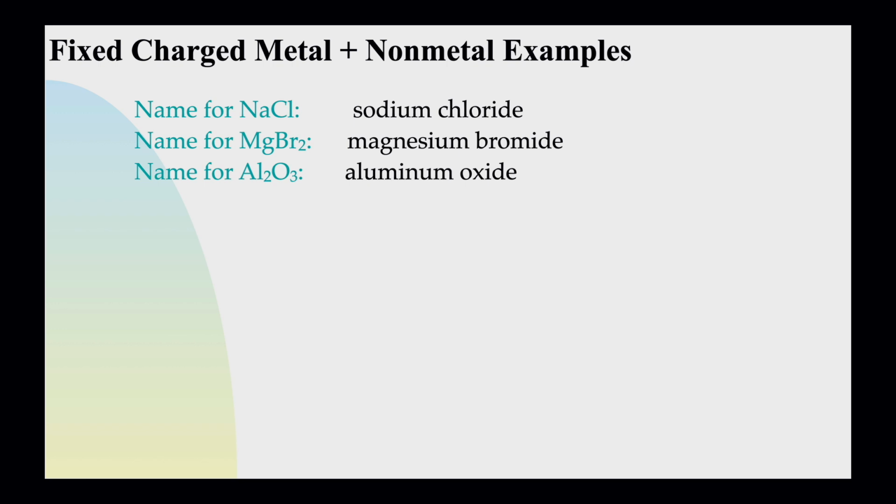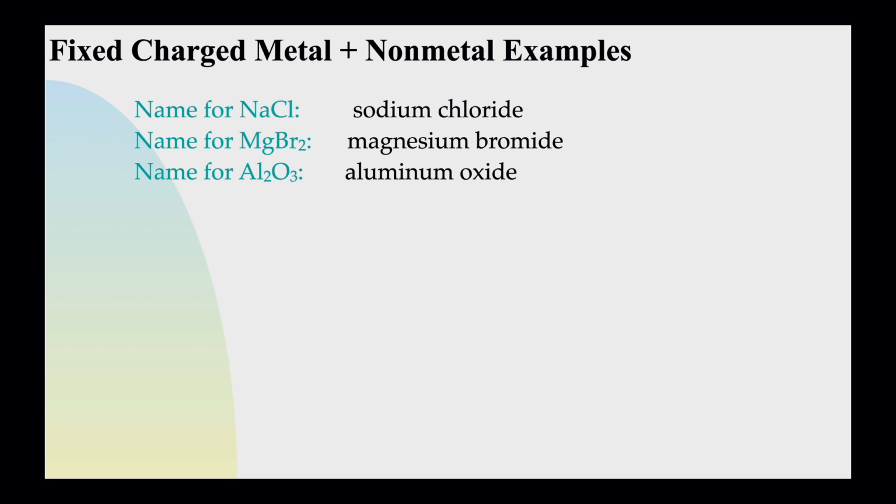Aluminum oxide is Al2O3. Again, for fixed charge metals, you can literally just say name of metal, name of non-metal, IDE. Notice the numbers though. You have 2 positive 3 aluminums. Aluminum's one of the stairs. And oxygen is negative 2 on the periodic table, and there are 3 of them. So 3 negative 2 oxygens are balanced by 2 positive 3 aluminums. Everything's neutral. Aluminum oxide, Al2O3.